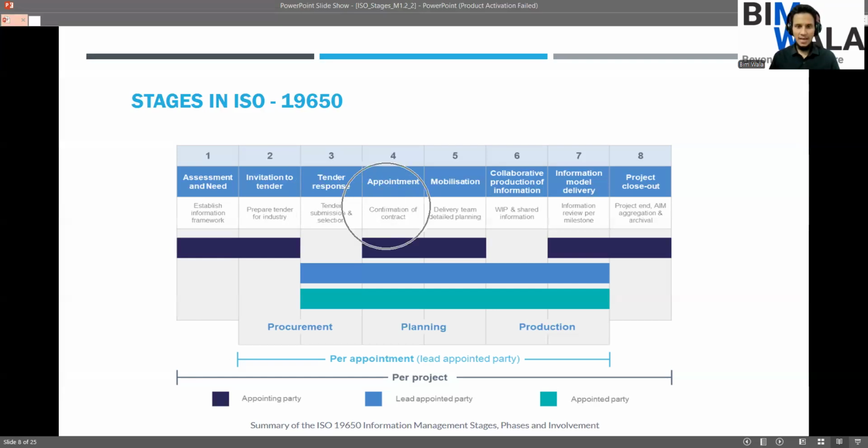Okay, let's say L&T, Shapoorji Pallonji, Tata, and some other firms have participated in a project. And for example, L&T have won the project. Now, appointment will be there. Okay, confirmation of contract. The best bid was submitted by L&T, and now L&T have won the project. So appointment stage would be there, confirmation of contract.